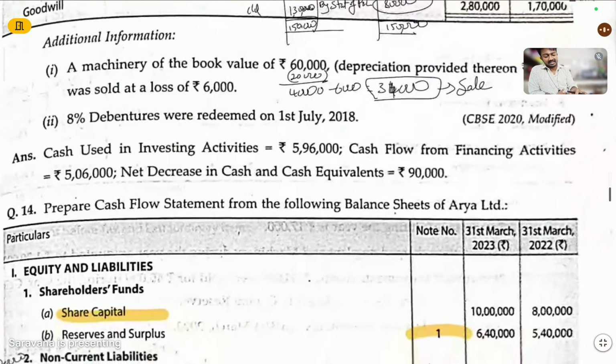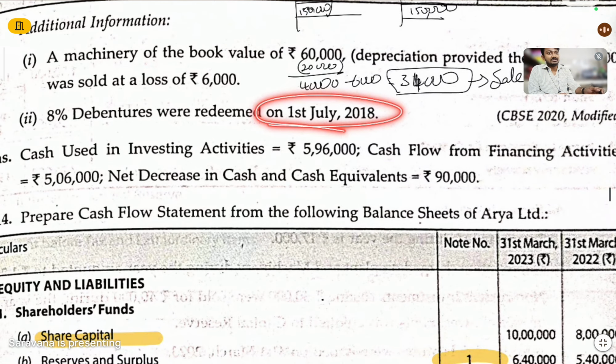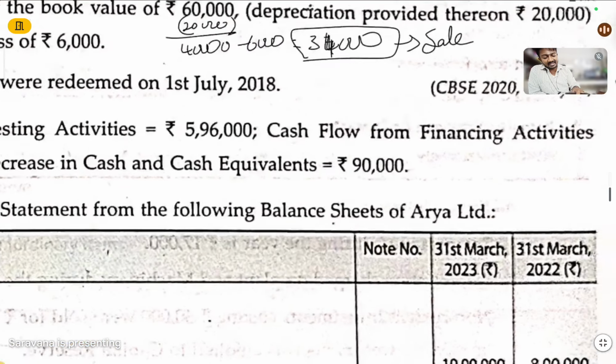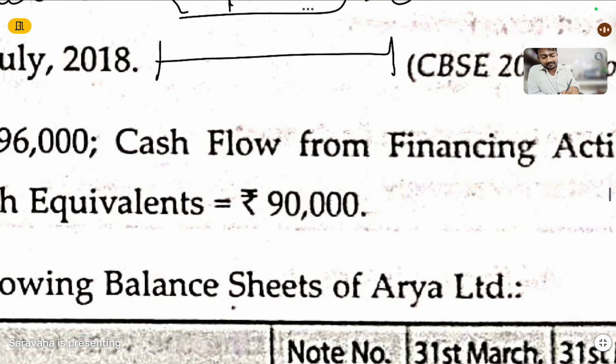Nothing else is there. And then the debenture is there. So it is very, very important, because it was issued on 1st July. Then we need to calculate the interest for the opening value and closing value. Whenever there is an interest part like this, what should we do? We should prepare a timeline chart, in 2017-18.